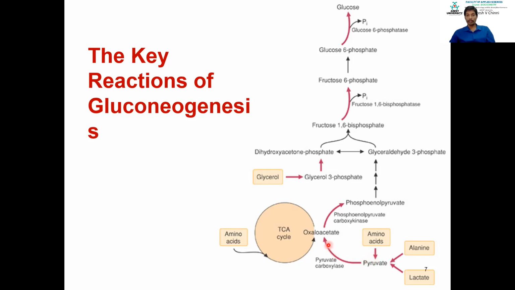Pyruvate should be converted first into oxaloacetate with the enzyme pyruvate carboxylase, and oxaloacetate will convert into phosphoenol pyruvate with the help of phosphoenol pyruvate carboxykinase. Then from phosphoenol pyruvate, the further steps will convert it into glyceraldehyde 3-phosphate, and then it will become fructose 1,6-bisphosphate, and so on. So we'll try to understand first how pyruvate converts into phosphoenol pyruvate, and the remaining steps we will see later.